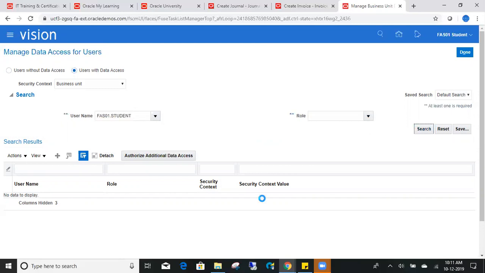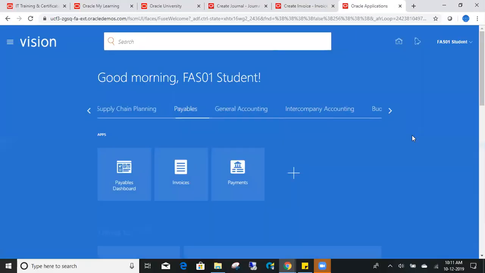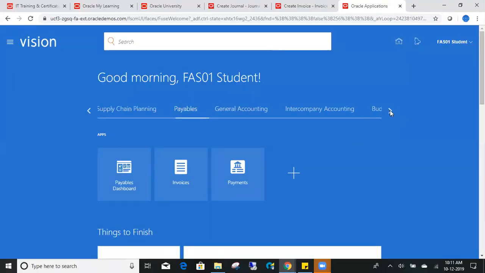I am checking what business units I have access to. So here nothing is coming. Why is nothing coming? Any idea? That means we have not given permission to this business unit to the user. So what we have to do is go to the tools.